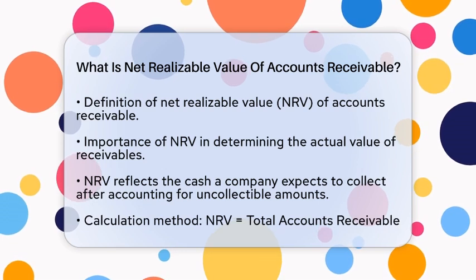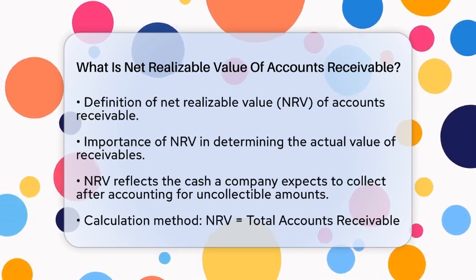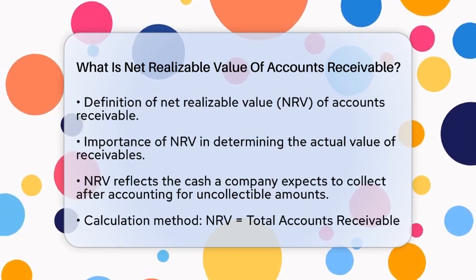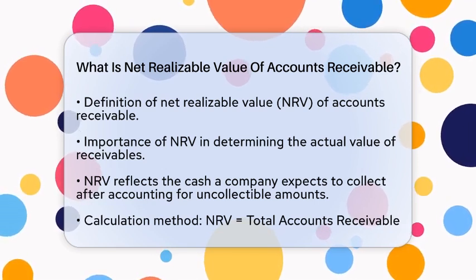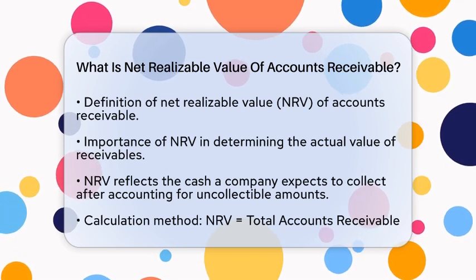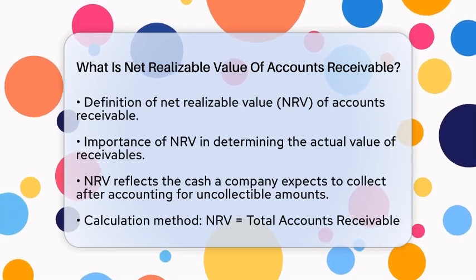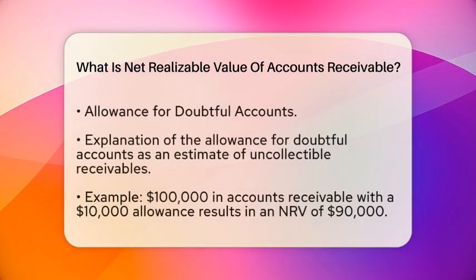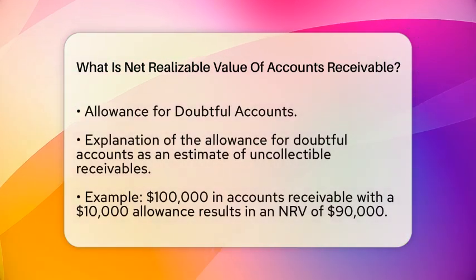To put it simply, net realizable value is calculated by subtracting the allowance for doubtful accounts from the total accounts receivable. The allowance for doubtful accounts is a special account that estimates the portion of receivables that might not be collected due to customer defaults or other reasons.